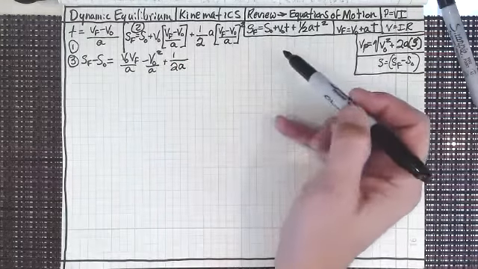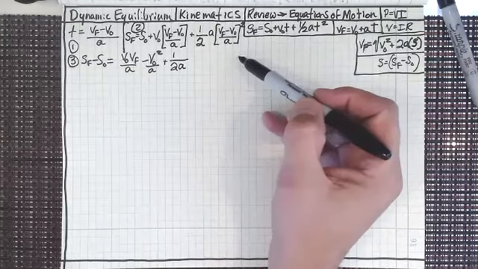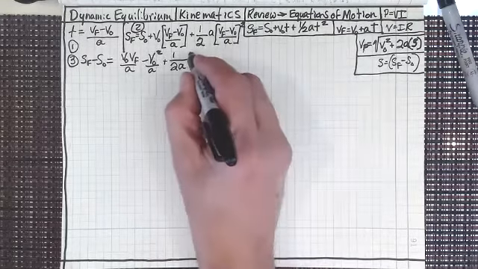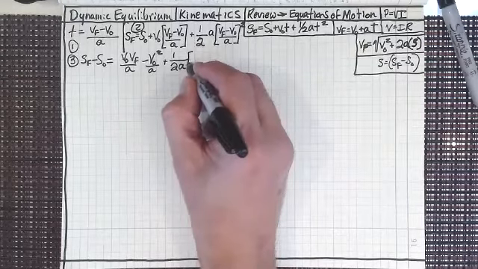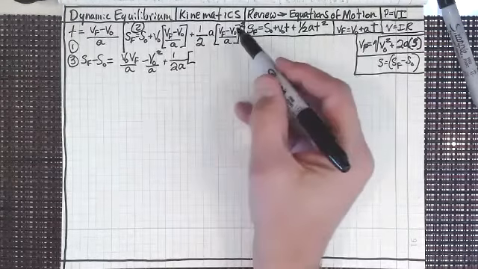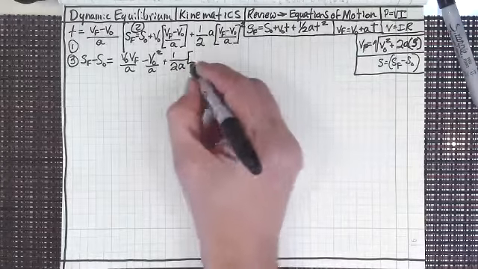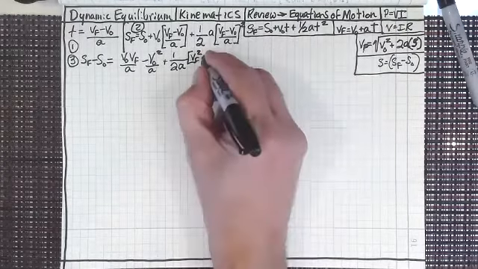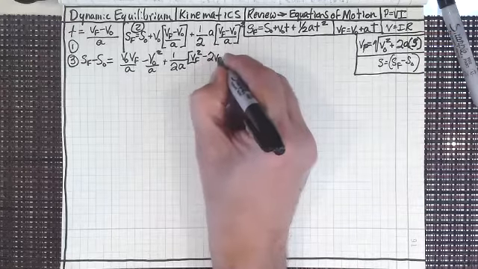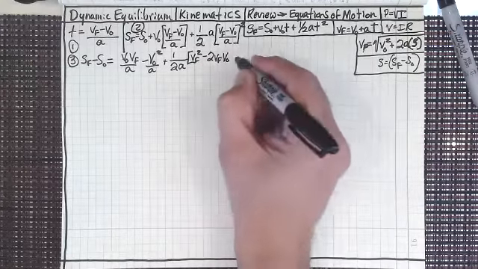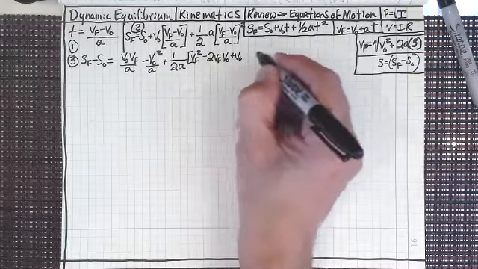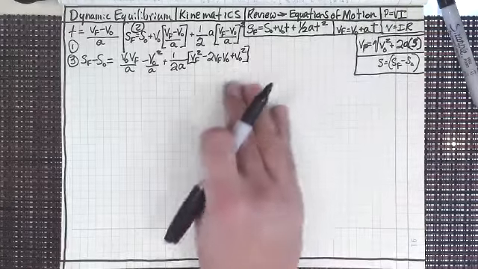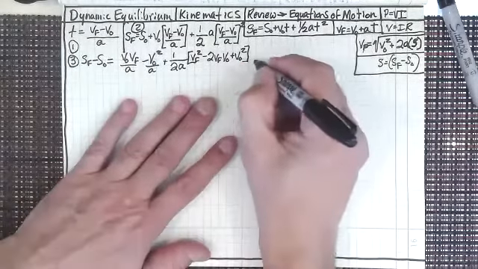Does everybody see that? And then what I want to do is expand out the numerator. So I've got V sub f squared, and then minus 2 V sub f V sub o, and then plus V sub o squared, right? Everyone see how that all worked out there?